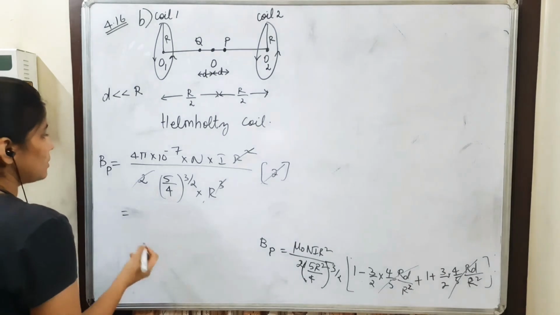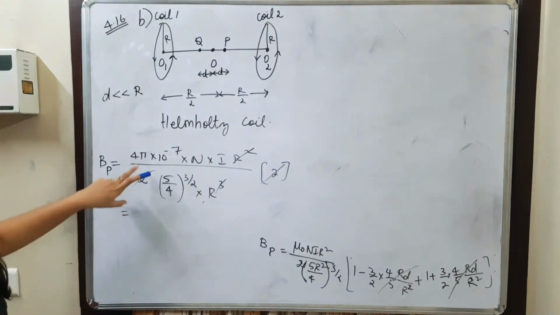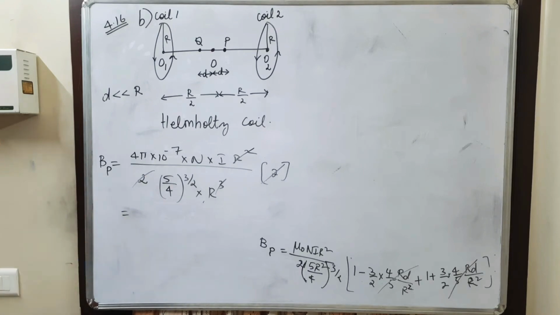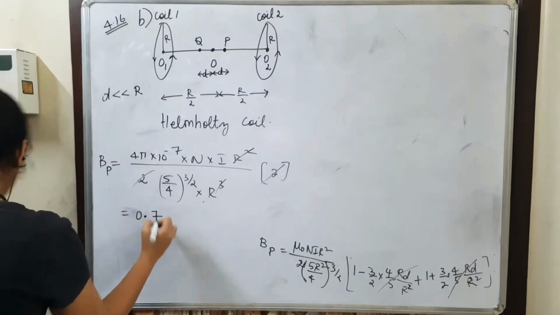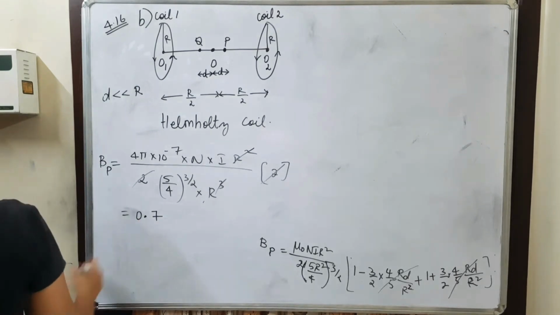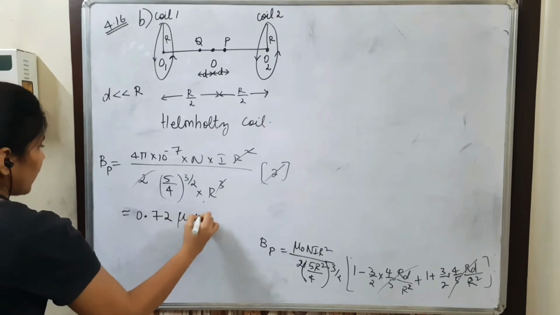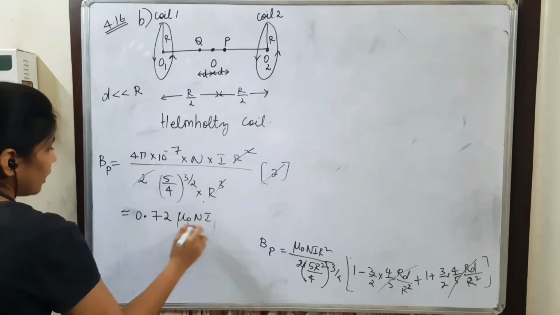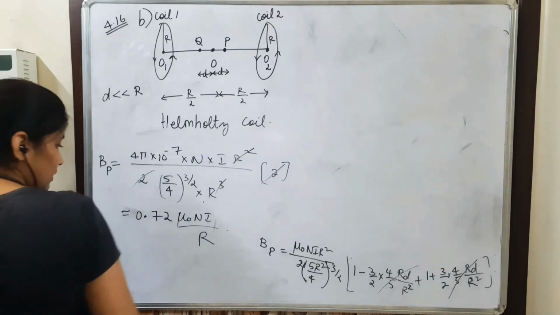So the answer will be, now if you calculate all the numbers, that is (5/4)^(3/2) × 4π × 10^-7, your final answer that we need is approximately equal to 0.72 μ₀NI divided by R. And this is exactly what they are asking us to prove.